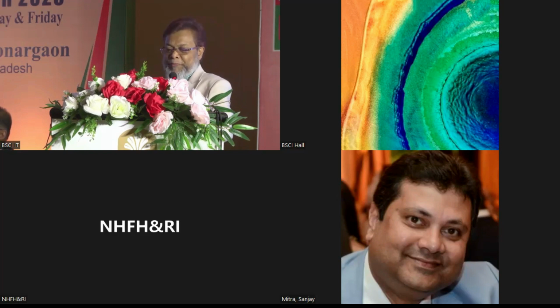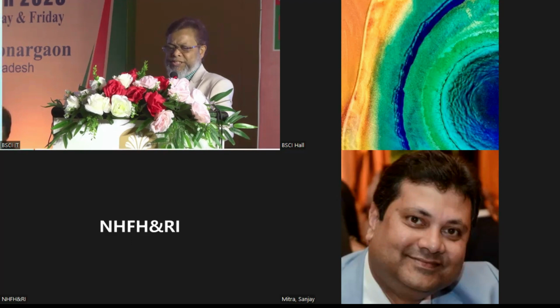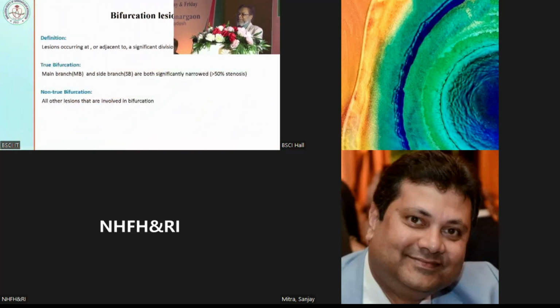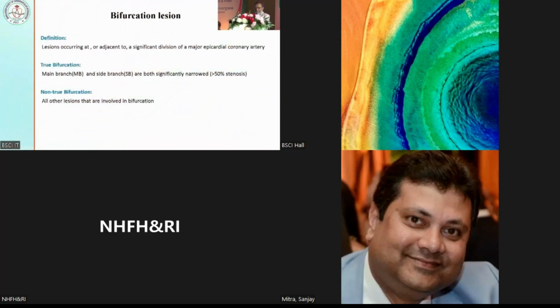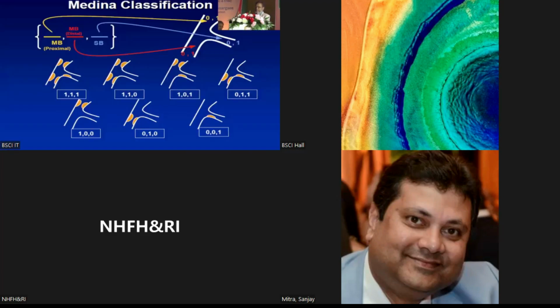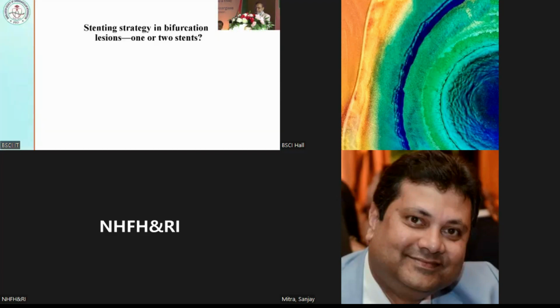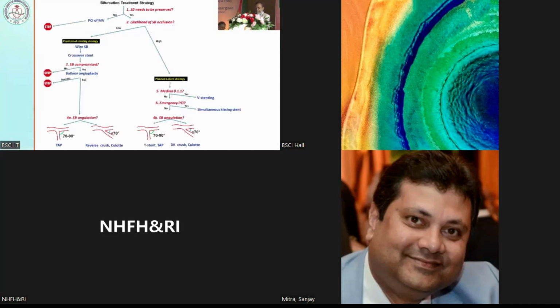But like bifurcation lesion, there are different definitions, out of which some definitions we must recapitulate. Lesions occurring at or adjacent to a significant division of a major epicardial coronary artery. And there is true bifurcation, non-true bifurcation. This has been shown by Professor Saidur Rahman. And this classification is also a well-known classification, already shown. And this is a very important slide.